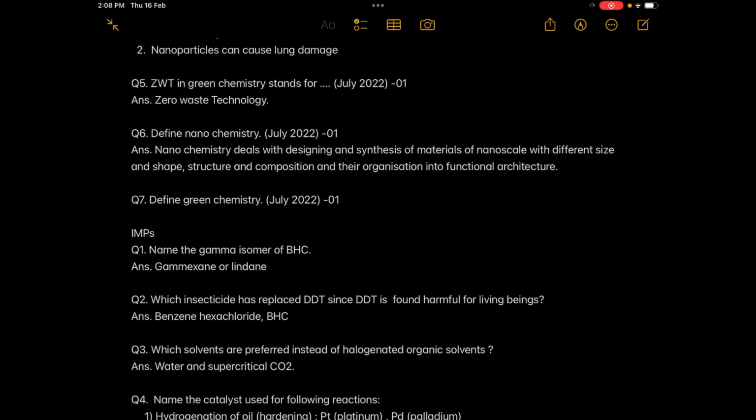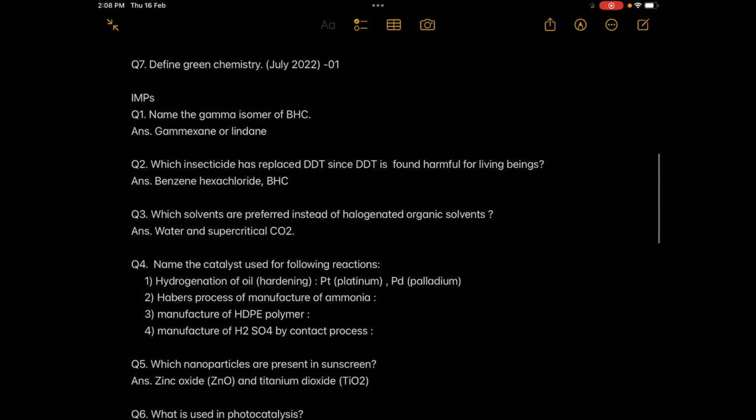ZWT. This is an MCQ which had occurred in July 2022. So the ZWT stands for Zero Waste Technology. Next is define nanochemistry, again a 1 mark question. Nanochemistry deals with the designing and synthesis of materials of nanoscale with different size and shape, structure and composition, and their organization in functional architecture. The next question is the repeated one, as I've already told.